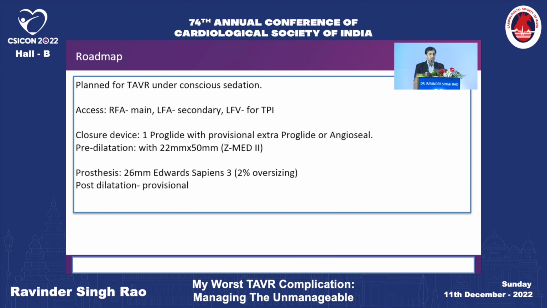Plan was a transcatheter aortic valve replacement under conscious sedation, right femoral artery for the TAVR, left femoral artery for 6 French artery, 6 French vein. Our plan was to do 1 ProGlide, 1 angioseal, pre-dilatation with a 22 mm, and plan was to put a 26 millimeter Edwards Sapien 3 valve. The valve is only 2% oversized, post-dilatation only if it is required.